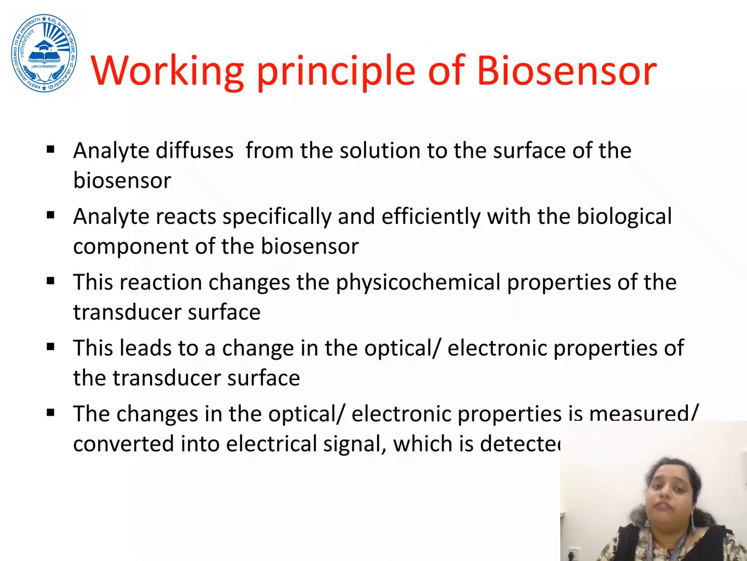So the working principle, if you see: the analyte diffuses from the solution to the surface of the biosensor, where the analyte reacts specifically and efficiently with the biological component of the biosensor, and then this reaction changes the physicochemical properties at the transducer surface, where the transducer reads it. Now this leads to a change in the optical or electronic properties of your transducer surface. So the changes in optical or electronic properties are measured by the transducer and converted into electrical signals, which later get detected by the detector.